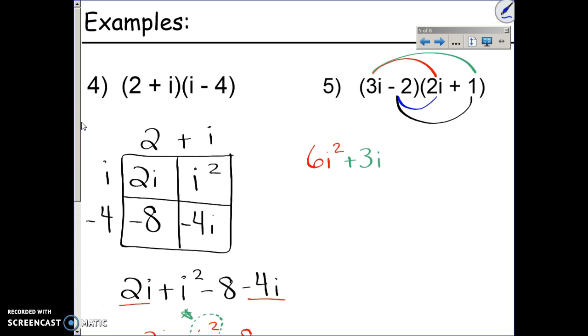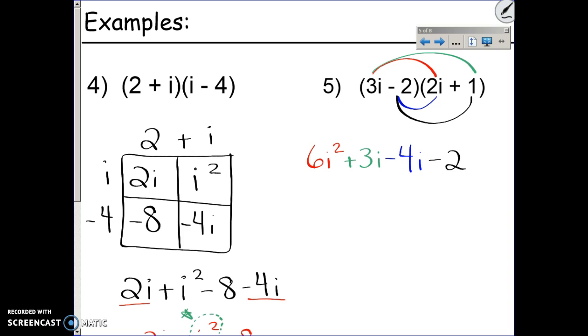Negative 2 times 2i. Well, negative 2 times positive 2 is minus 4. And then again, I have an i tacked on. Okay, still got to include that. And then the last part, negative 2 times positive 1. Hopefully that's the easiest part of the whole thing. That's negative 2. Okay, so far all I've done is distribute all of my pieces of my puzzle. Haven't combined anything yet, just FOIL, double distribute, box method, whatever you do, you're just getting your pieces together.